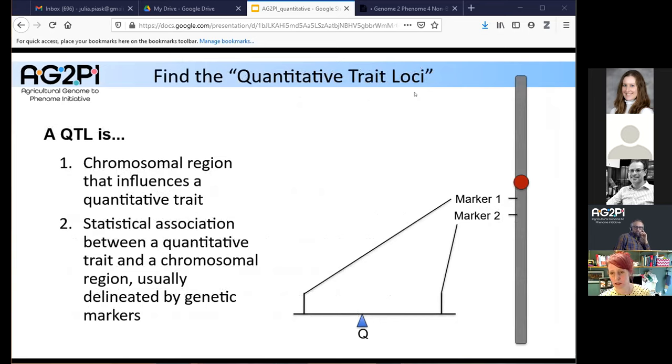So the goal of so many genetic studies is to find all the quantitative trait loci. Well, what is that? It's first off an actual physical region on a chromosome influencing a quantitative trait. Hopefully we'll have some flanking markers, here's marker one, marker two, located some distance from a possible causative QTL. But this QTL, when it comes down to it, is really just a statistical association between a quantitative trait and the chromosomal region. And hopefully we'll have genetic markers or DNA-based markers to help us detect that.